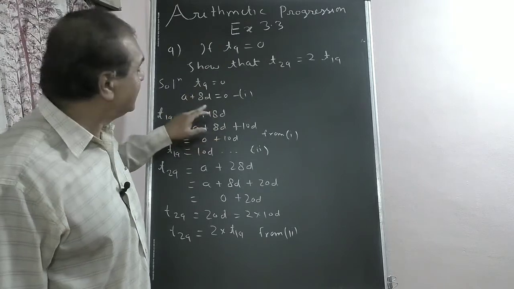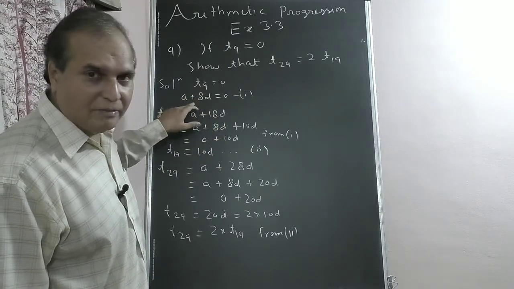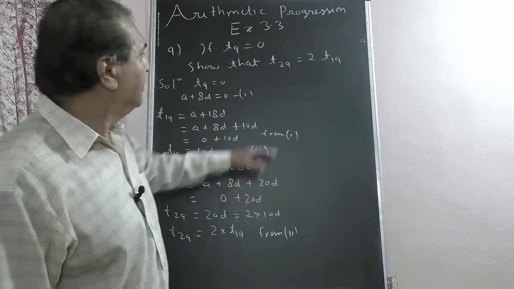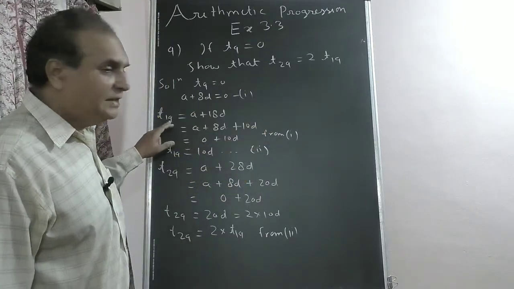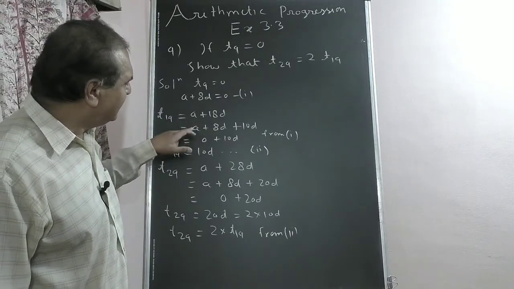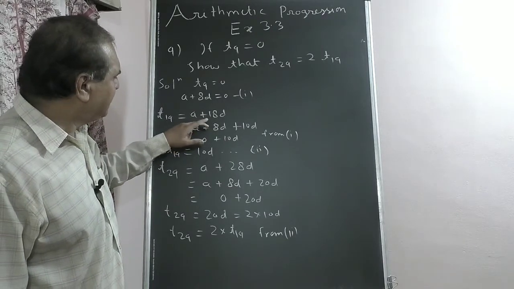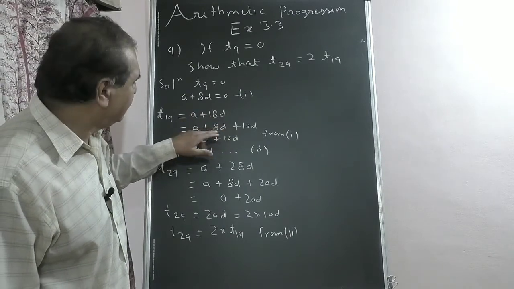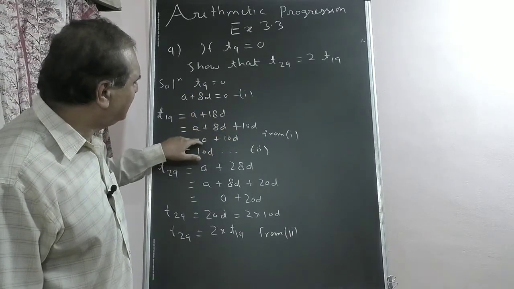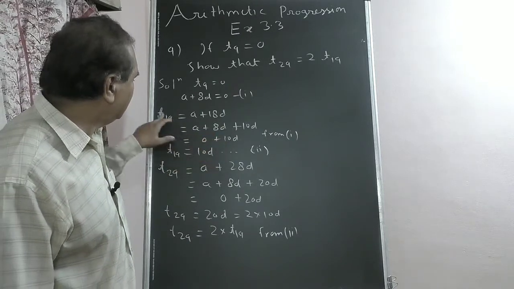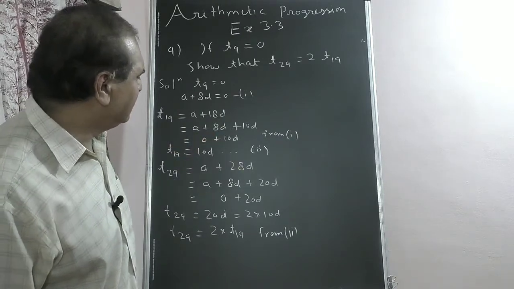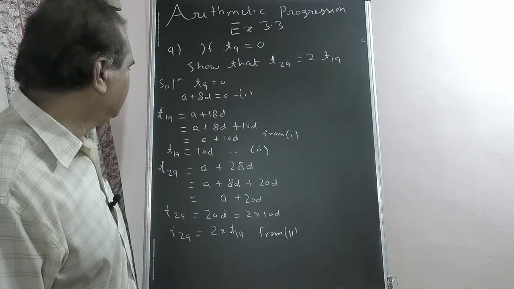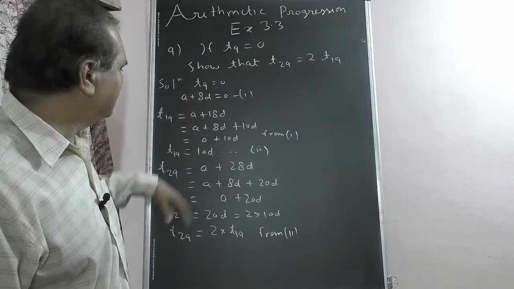T9 is 0 means exactly what? a plus 8d. T9 means a plus 8d is 0. Equation number 1 we will write. What is T19? 19 minus 1 is 18, a plus 18d. 18d will break as 8d plus 10d. Now this a plus 8d is 0, so T19 is just 10d, equation number 2. From 1, a plus 8d is 0, already we have proved.